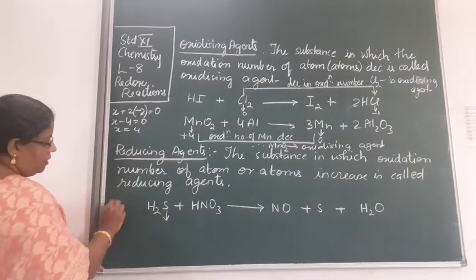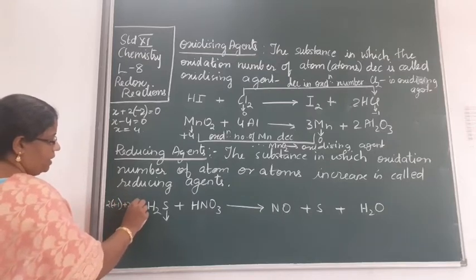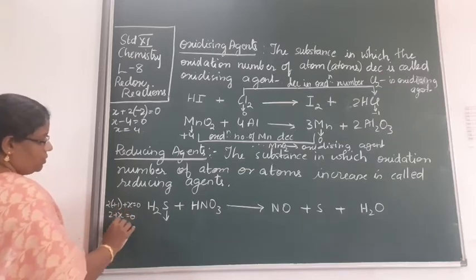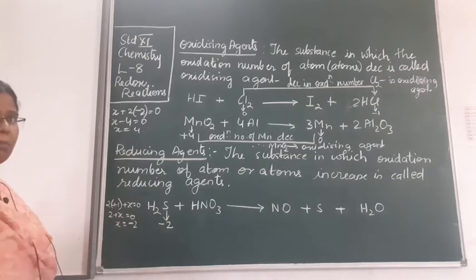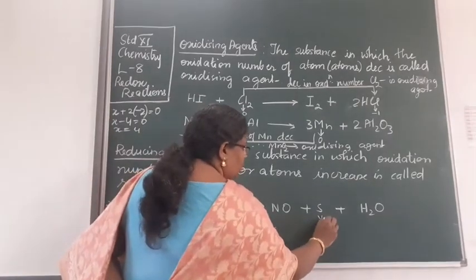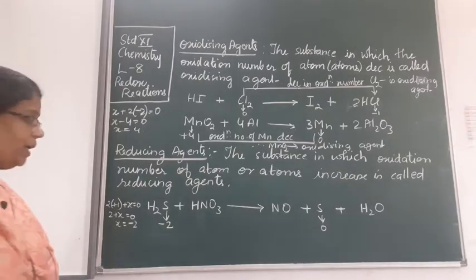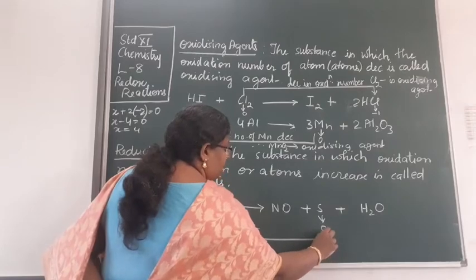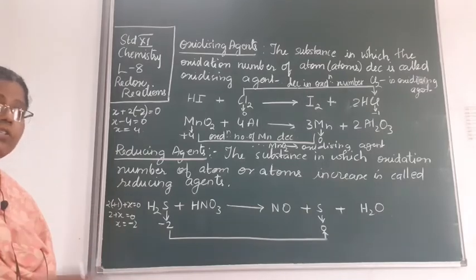इट इज 2 into +1 plus x equal to 0. So therefore 2 plus x is equal to 0. So x will be equal to -2. यहाँ पे S का ऑक्सीडेशन नंबर इज -2. लेकिन when we come here, what do you observe? कि ऑक्सीडेशन नंबर ऑफ सल्फर इज बिकमिंग 0. ओके, सो द ऑक्सीडेशन नंबर ऑफ सल्फर इज इंक्रीजिंग फ्रॉम -2 to 0. इंक्रीज ही हो रहा है ना, -2 से वो 0 पे जा रहा है.